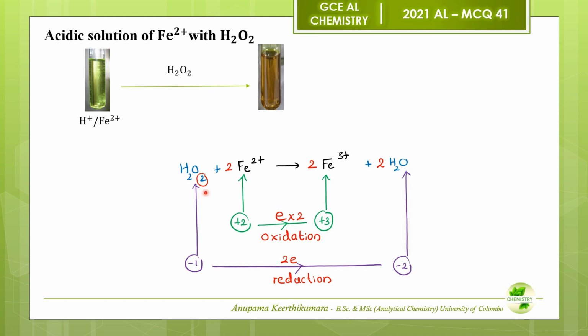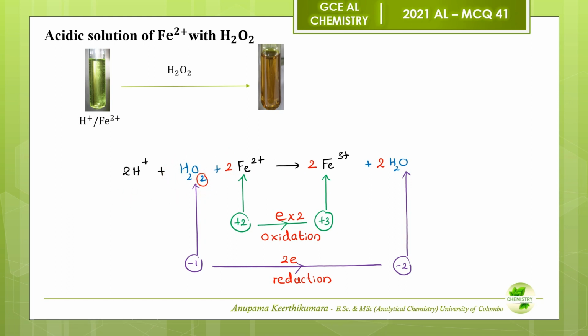Next, balance the number of oxygen atoms. There are 2 oxygen atoms on the right and 2 oxygen atoms on the left. Therefore, the oxygen atoms are already balanced. Finally, balance the number of hydrogen atoms. There are 4 hydrogen atoms on the right and 2 hydrogen atoms on the left. Therefore, add 2 H+ ions to the left. This is the balanced ionic equation for the reaction between Fe2+ ions and hydrogen peroxide in acidic medium.